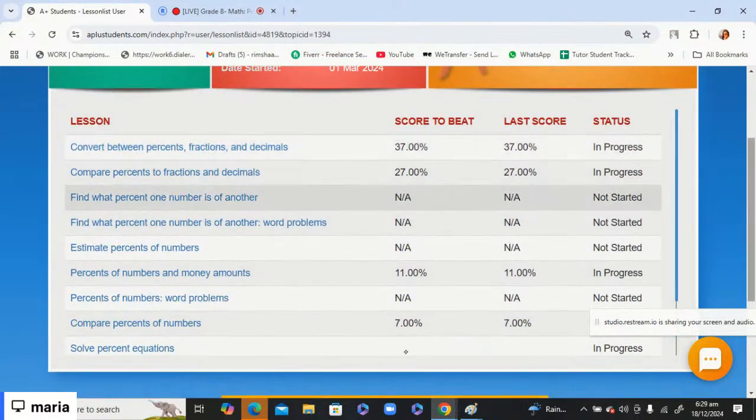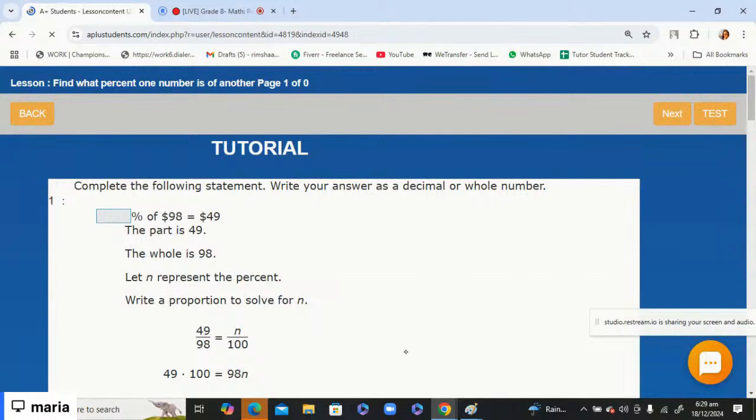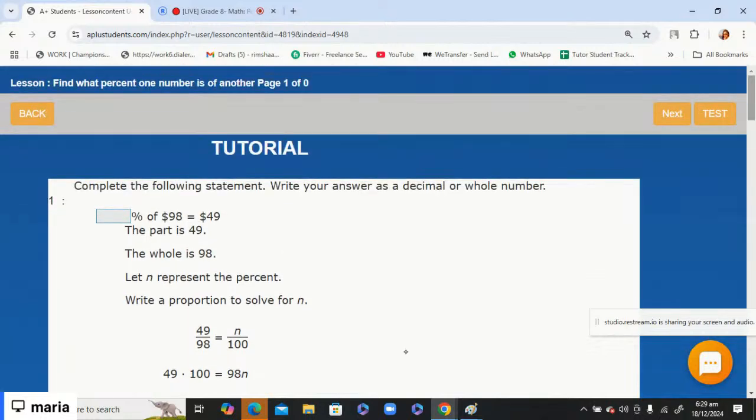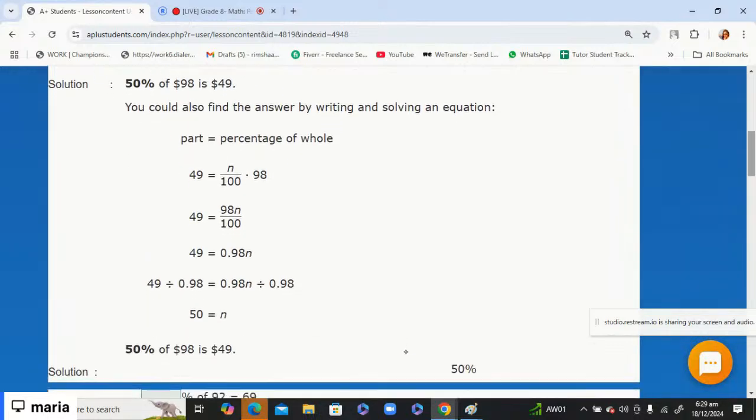So let's start the third lesson, which is find what percent one number is of another. Dash percent of 98 is equal to 49. So this is the proper formula that we are using here. The formula is you put the number over that portion, and n over 100. 49 over 98 is equal to n over 100. In this way you find the number. N is 50, so 50% of 98 is 49.